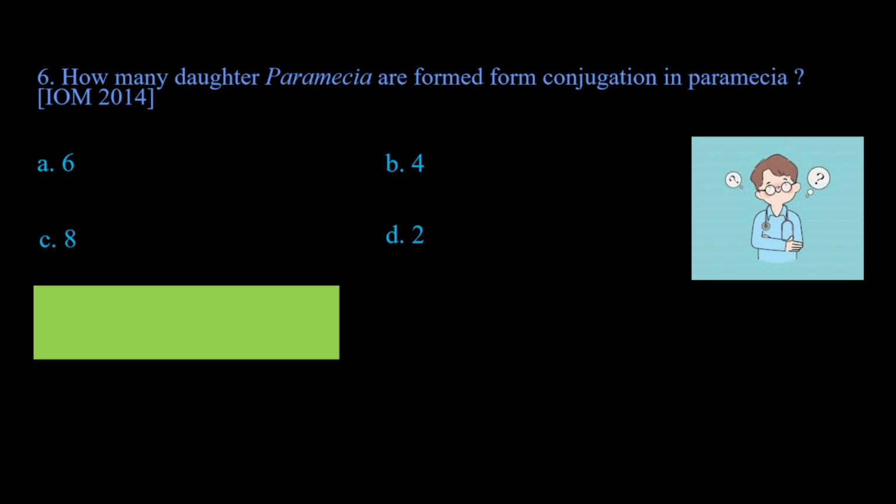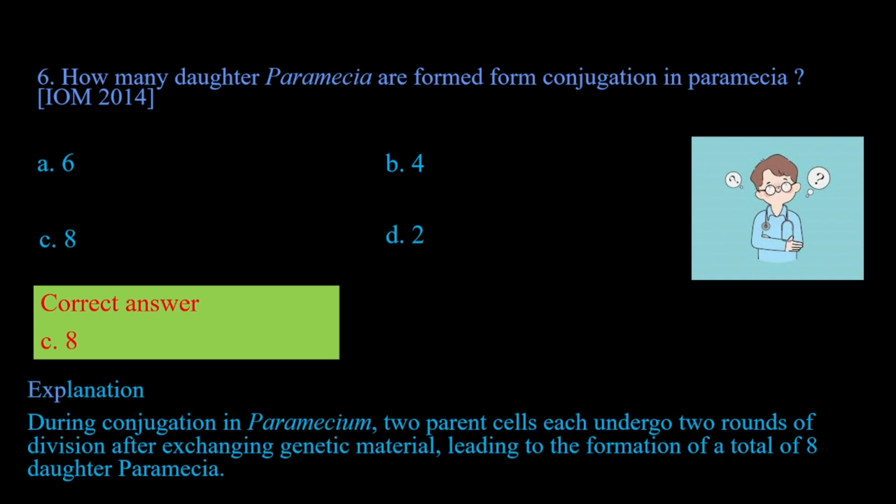The correct answer is option C. 8. During conjugation in Paramecium, two parent cells each undergo two rounds of division after exchanging genetic material, leading to the formation of a total of 8 daughter Paramecium.